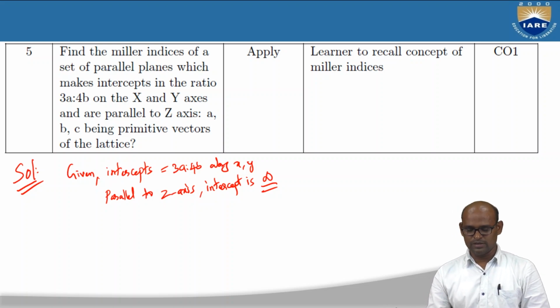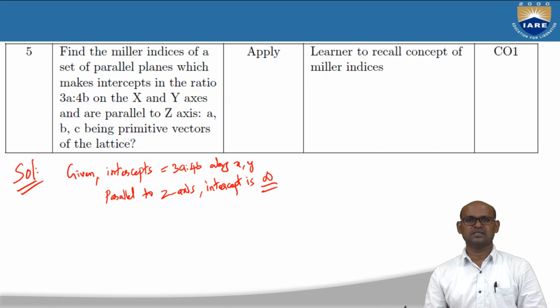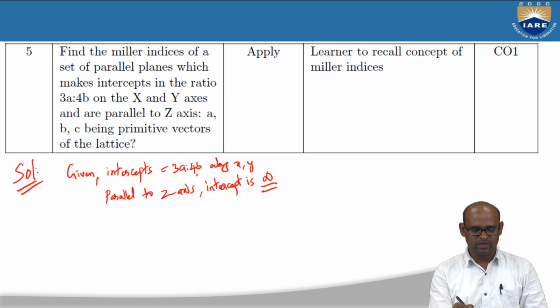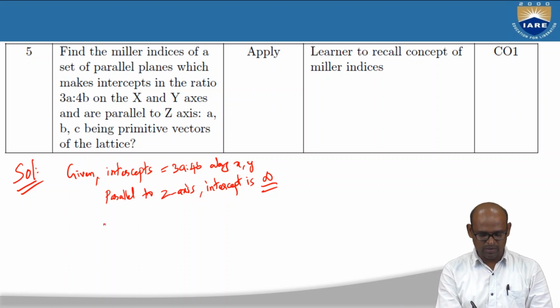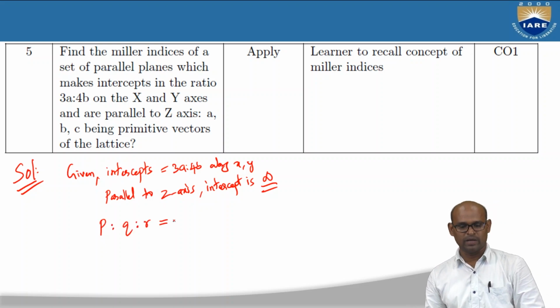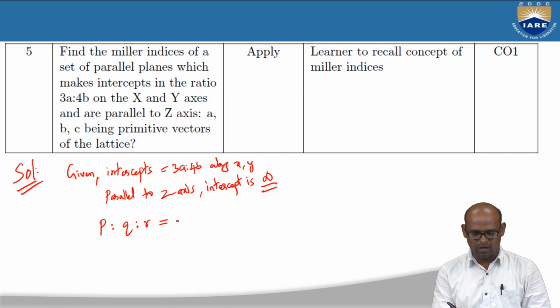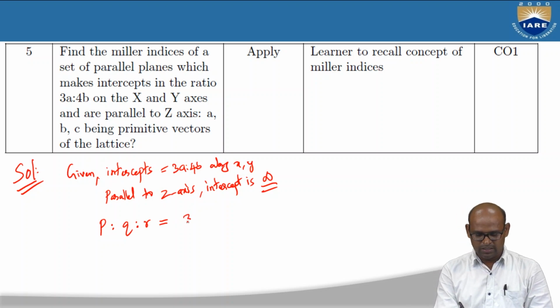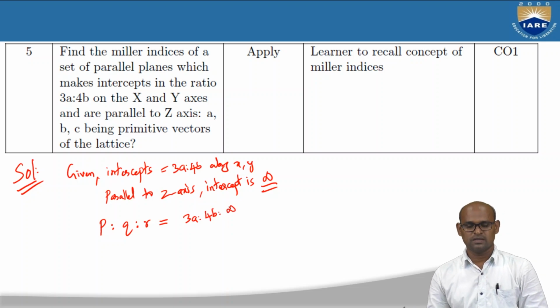If a plane is parallel to any axis, then the intercept is infinite. Okay, so now they have given the intercepts. I am writing the intercepts as p, q, r. First we need to write the intercepts to find the Miller indices. So p, q, r is equal to 3, 4, infinite. So these are the intercepts.